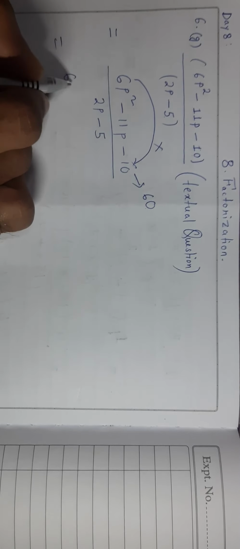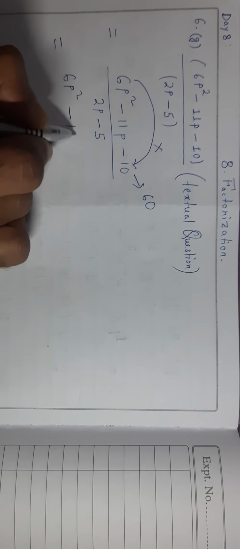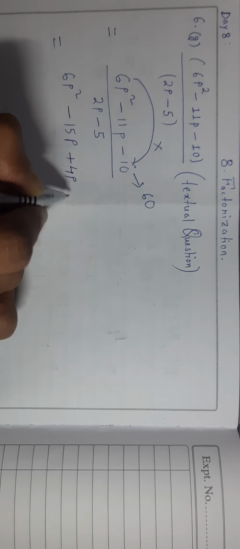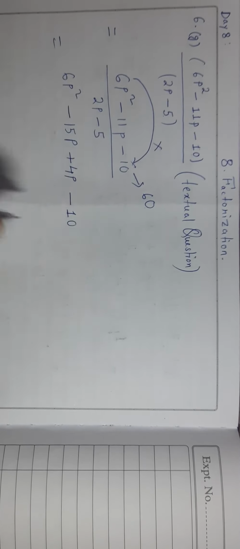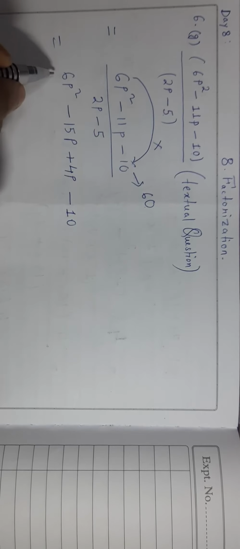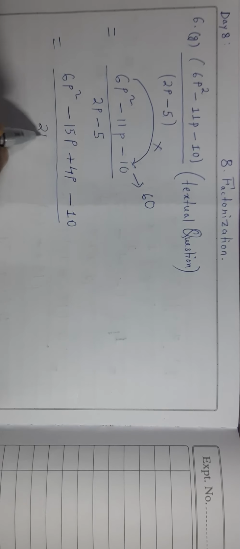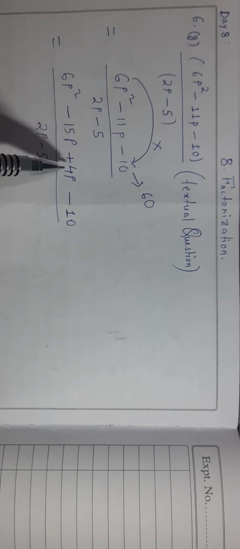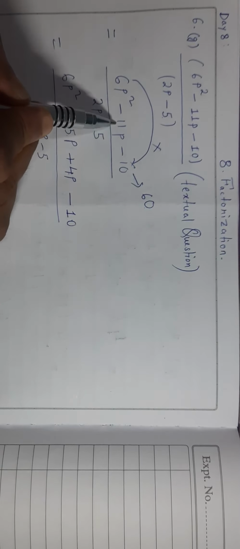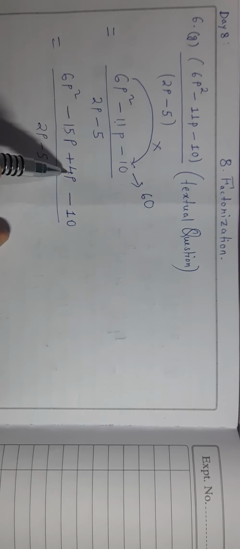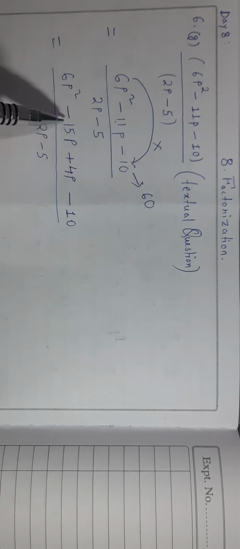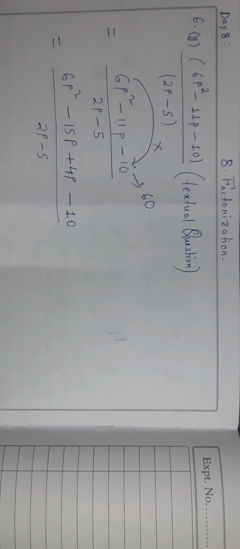So those two numbers can be minus 15 and plus 4. Obviously here it is minus 10, not 60 as said earlier. Now here you see minus 15 plus 4 is minus 11, and minus 15 into plus 4 is minus 60. So the two numbers are minus 15 and plus 4.